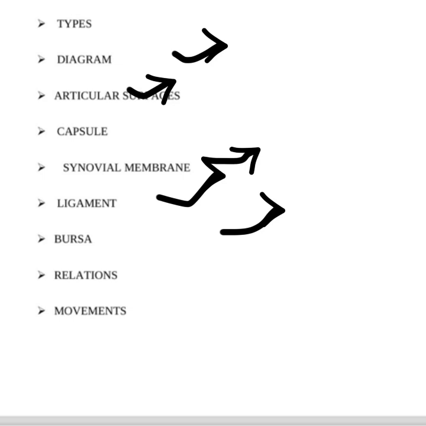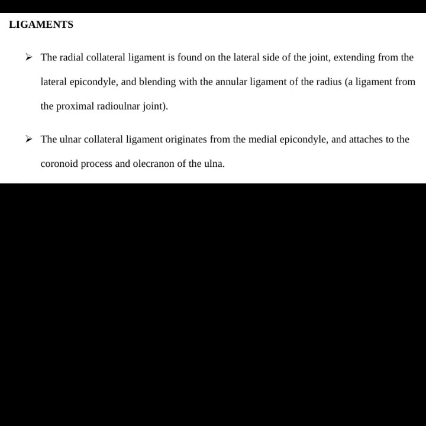So we have talked about the introduction, the type, the articulating surface, the fibrous capsule, and the synovial membrane. Now we are moving into the ligaments. What are the ligaments here? We have the radial collateral ligament and the ulnar collateral ligament. I hope you are following me. I told you we'll be following an outline that will help you, and the outline is so important for you to follow.